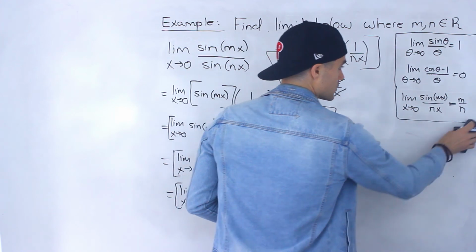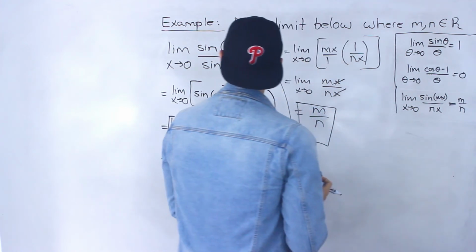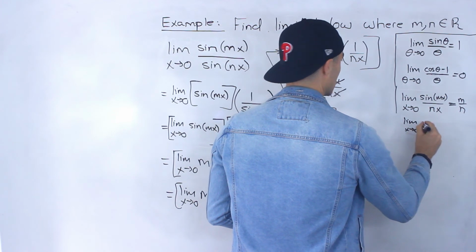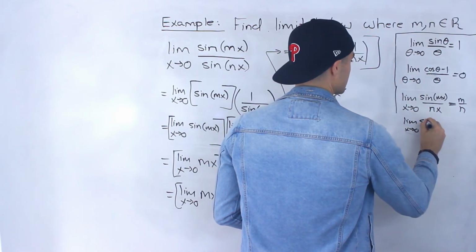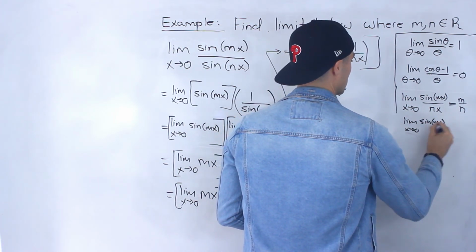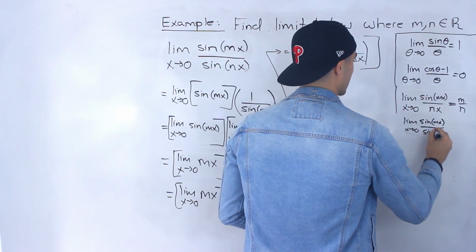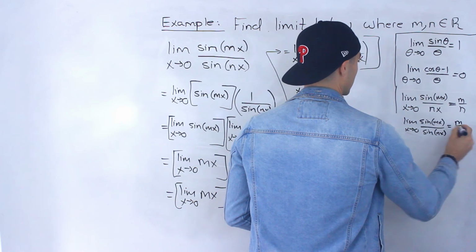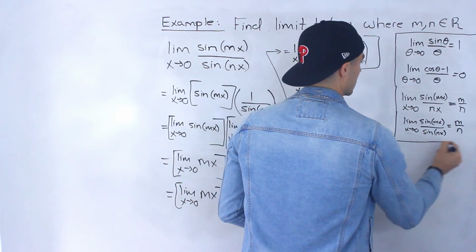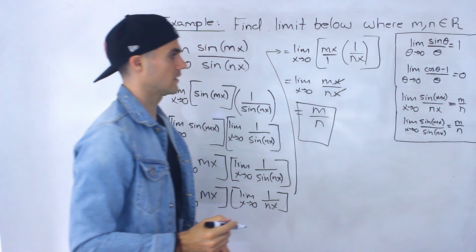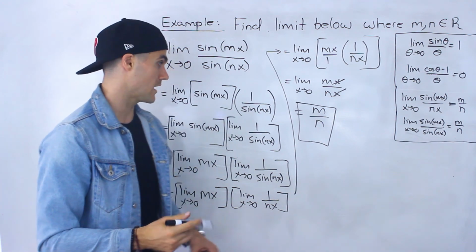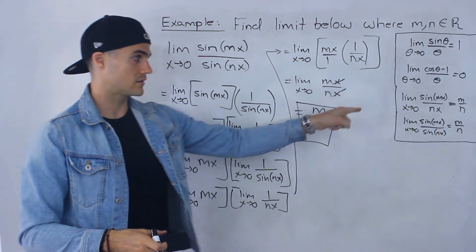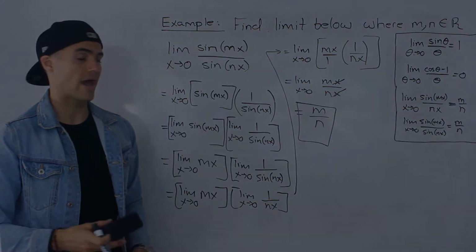And I'm actually going to add this result to our toolbox. So we got the limit as x approaches 0 of sine mx over sine nx, and that's equal to m over n as well. Just for future examples, we may run into a limit being in this format. We'll know that it's equal to m over n.